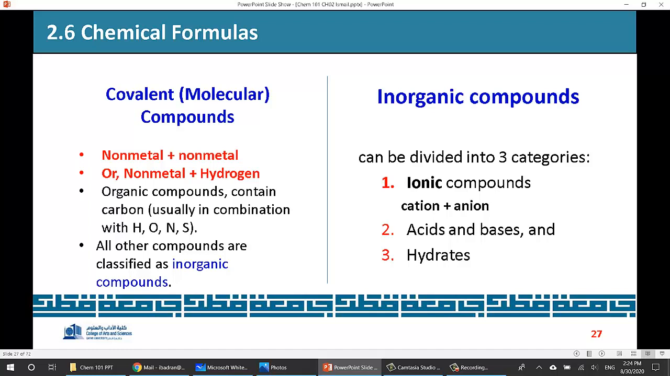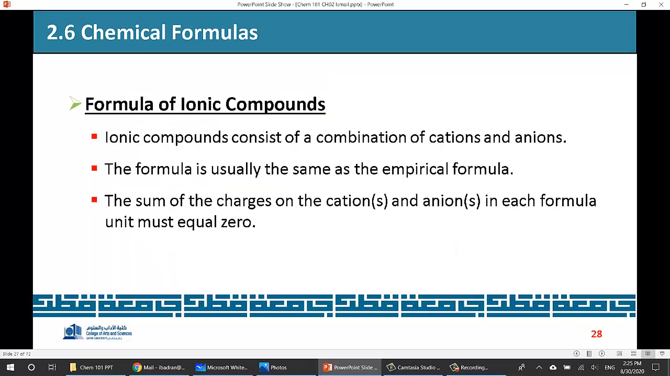Inorganic compounds contain ionic compounds, which is a cation plus anion, so a metal plus nonmetal. For example, NaCl, that's sodium chloride. Sodium is a metal and Cl is a nonmetal, and therefore it's an ionic compound. It includes also acids and bases and hydrates. So we're going to go over these categories one by one over this course.